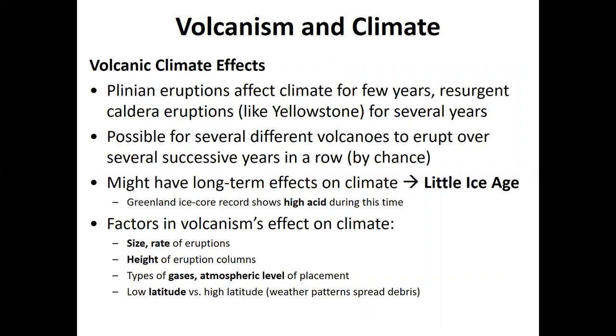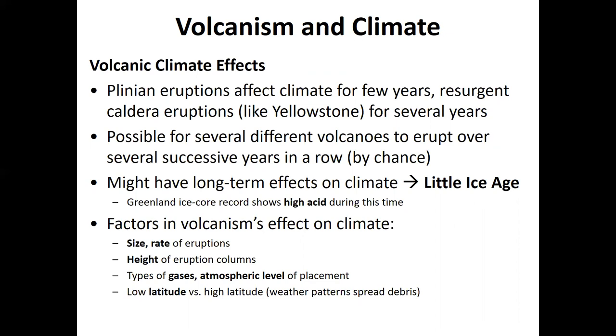So these Plinian eruptions can have an impact on the climate for a few years. And a resurgent caldera eruption like Yellowstone can have an impact for several years. So it's possible for several different volcanoes to erupt over several successive years in a row just by chance. And that could result in a long-term effect on the climate, resulting in a little ice age.